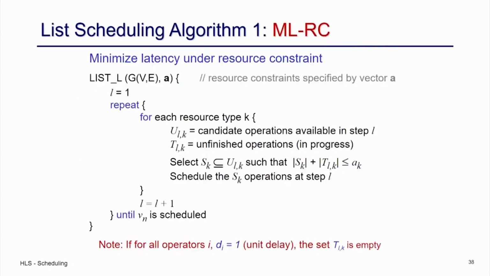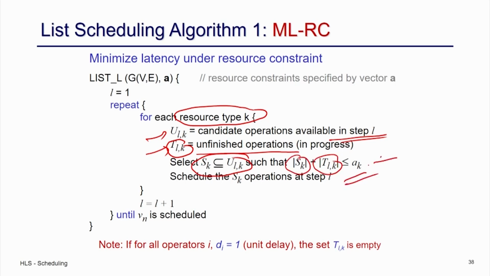Okay. So, this is the list scheduling algorithm. I am going to do it for each resource type, say multiplier, adder and so on. U_LK is the set of operations that are available, the ready list, meaning their predecessors are done, and T_LK is the set of operations that are unfinished, meaning they are in progress in this particular time step. So, I have to schedule all of T_LK plus some subset S_K of U_LK such that T_LK plus S_K is less than or equal to A_K, where A_K is the resource bound.